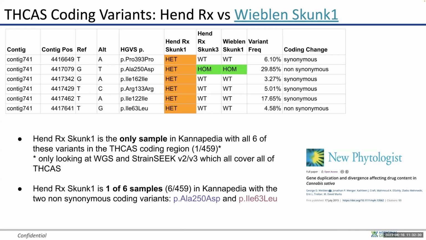So that's what this data is showing us. It's showing us the 6 variants in the THC synthase gene that are found in Hendrx Skunk 1, and then comparing what those genotypes are between Hendrx Skunk 3 and Weeblin Skunk 1. And you're right, Hendrx Skunk 3 looks like Weeblin Skunk 1 in this comparison.